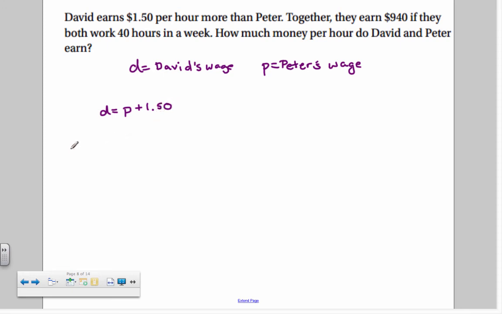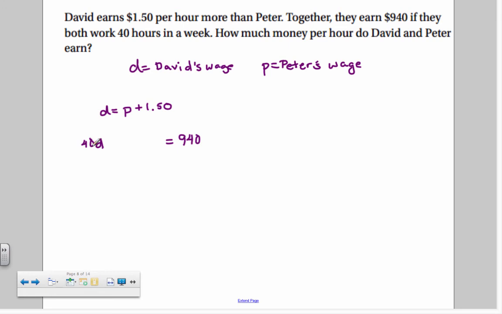Then we need another equation because this is a system. It says together they earn $940 if they both work 40 hours in a week. So we want them to equal a total of $940. They both have to work 40 hours a week, and we need to use our two variables, David's wage and Peter's wage. Well, if I multiply 40 hours times David's wage, that's 40 hours times his wage.